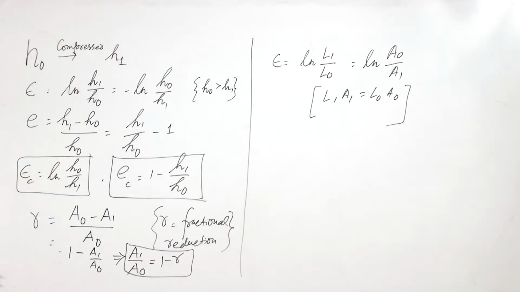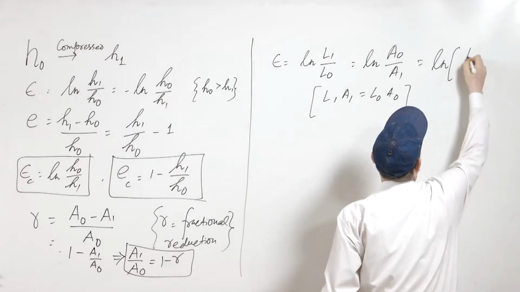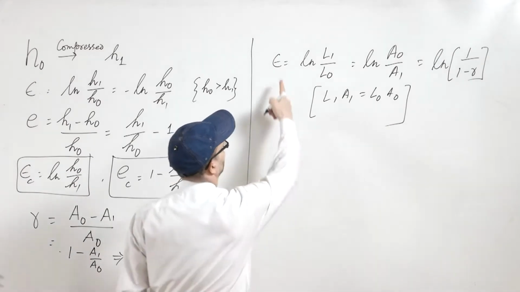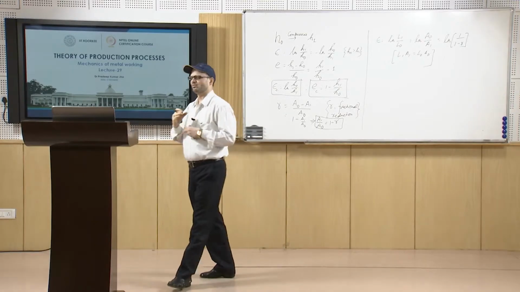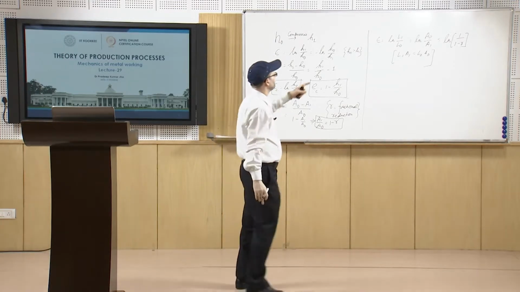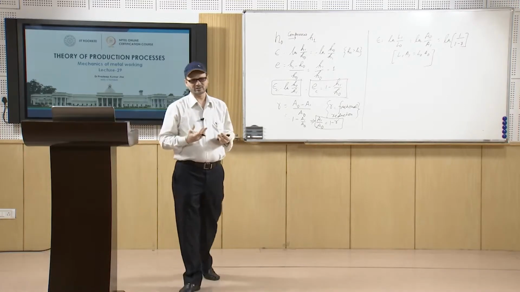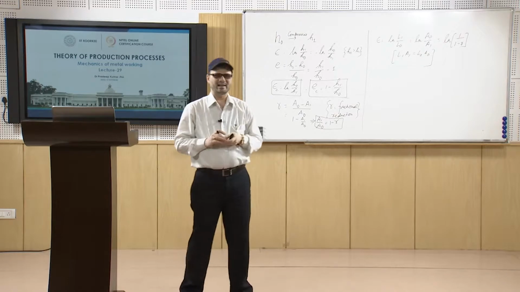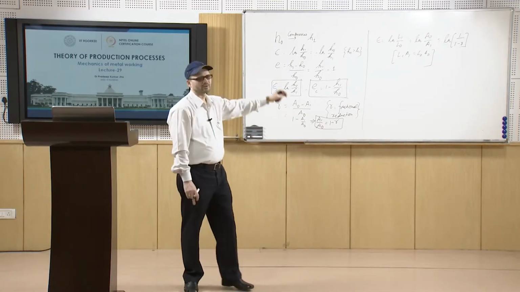So you can write this ln of L1 by L naught as ln of A naught by A1, and A naught by A1 will be 1 by 1 minus R. So you can further write it as ln of 1 by 1 minus R. This is another relationship: epsilon you can write as ln of 1 by 1 minus R. When we typically discuss the fractional reduction in the area, we can express the true strain either as the final length by original length and then its ln, or if you know the fractional reduction in the area, if you know the R value, then also you can find the true strain value.